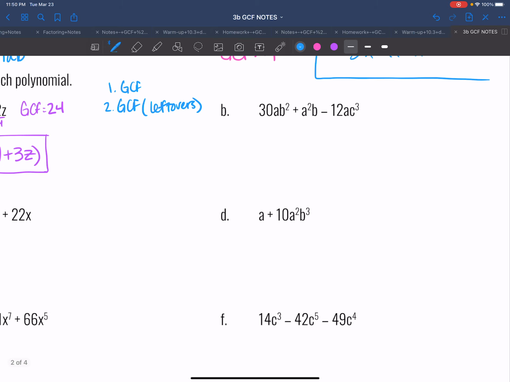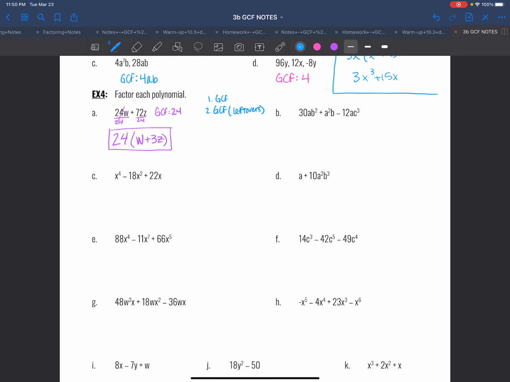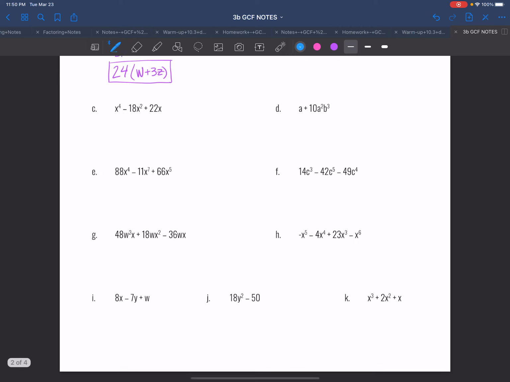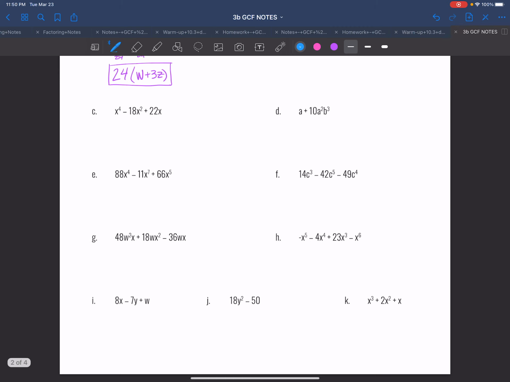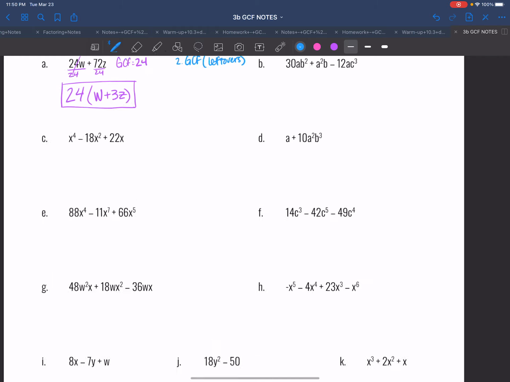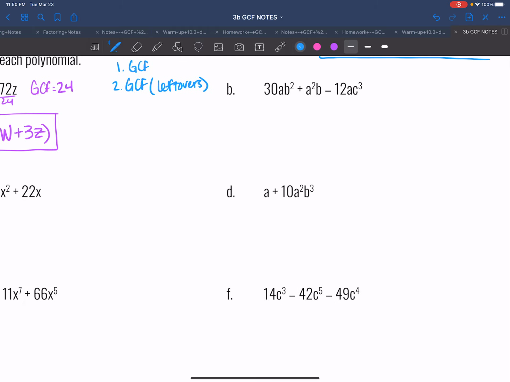Okay, so I'll do a few more examples in this video, and then I will cut it off, and you can practice the rest and then check with the key later. So let's do B. 30ab squared plus a squared b minus 12ac to the third.